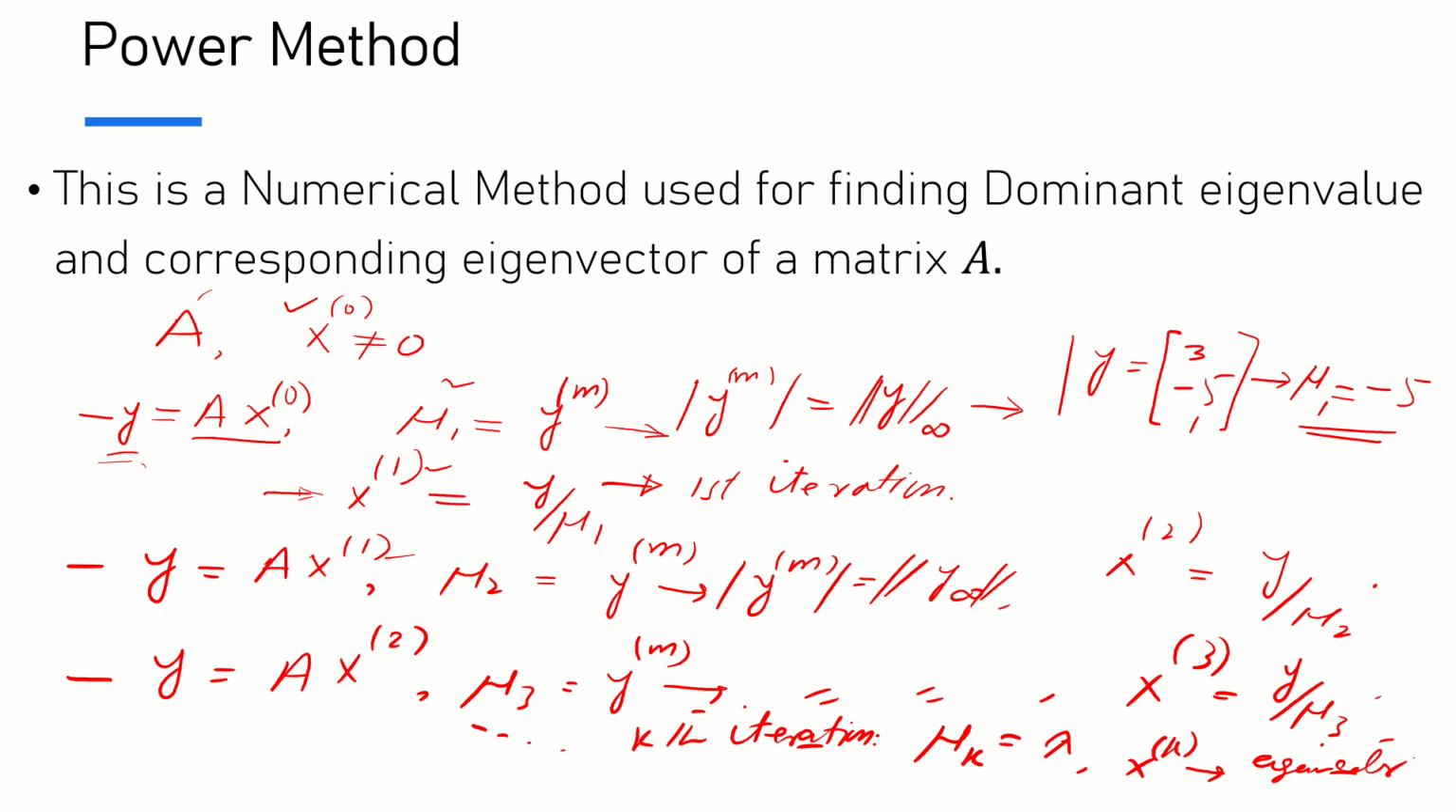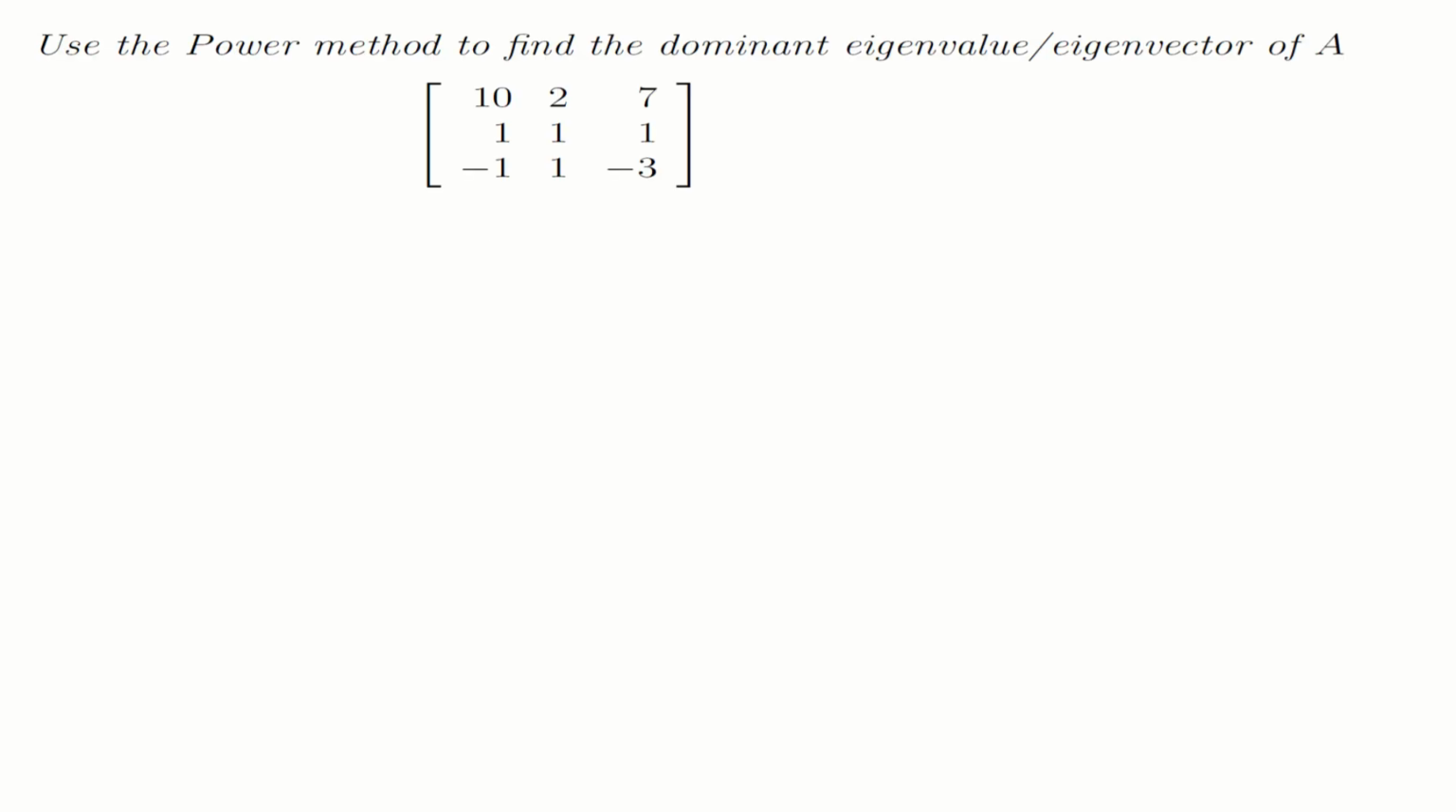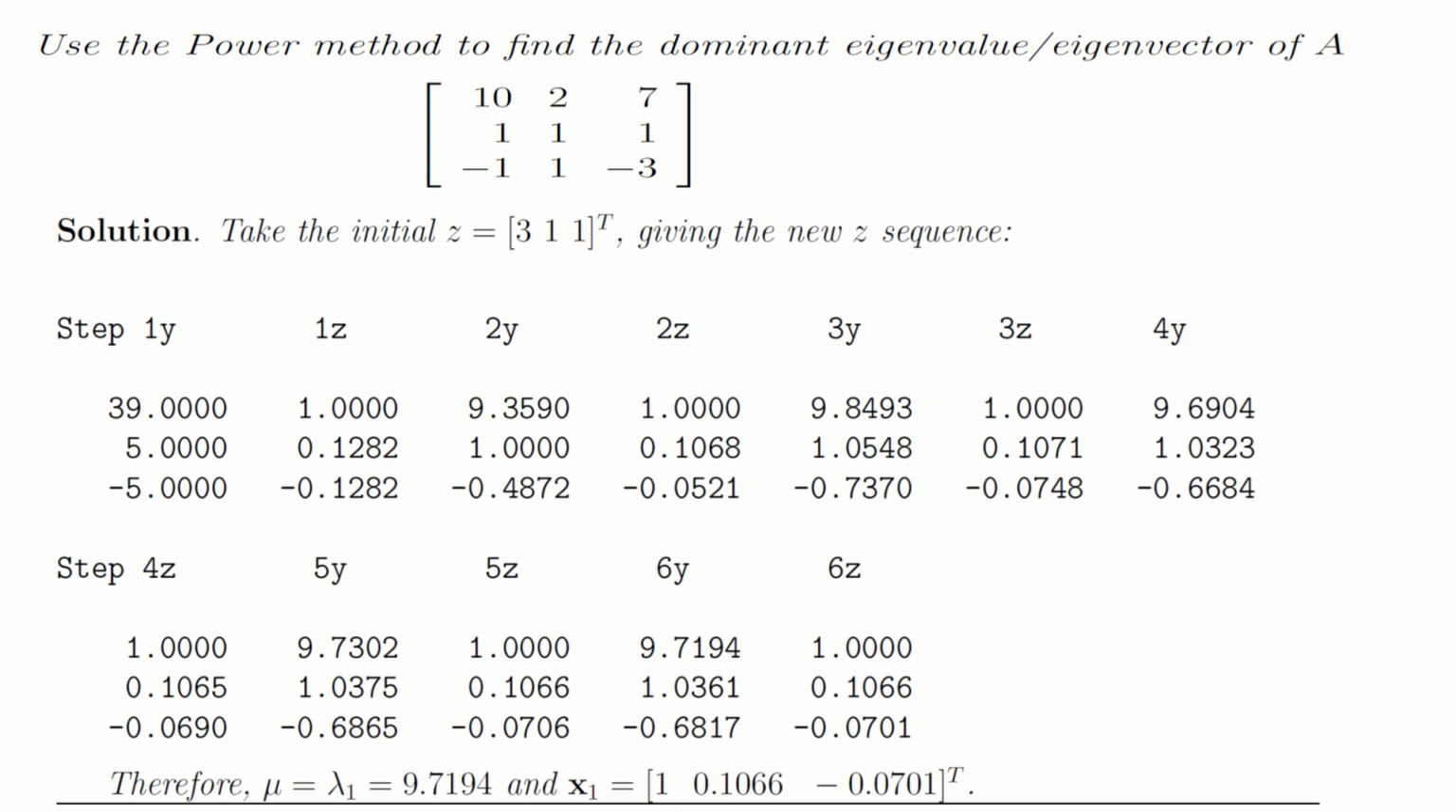Let me explain that by using the calculator for a specific matrix. Let's use the power method to find the dominant eigenvalue and corresponding eigenvector of the matrix A, where A is given as 10, 2, 7, 1, 1, 1, minus 1, 1, and minus 3. This is done through the calculator, and we have found the following values. I'll explain how we do that in a while.